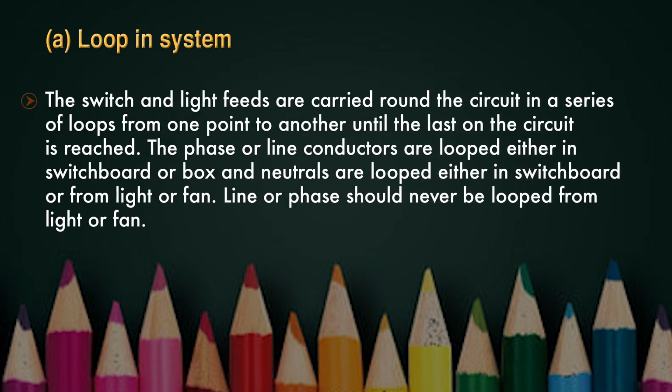The switch and light feeds are carried round in the circuit in a series of loops from one point to another until the last on the circuit is reached. The phase or line conductors are looped either in the switchboard or box, and neutrals are looped either in the switchboard or from the light or fan. Line or phase should never be looped from the light or fan.